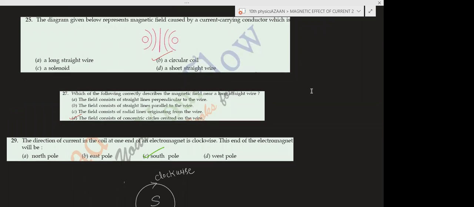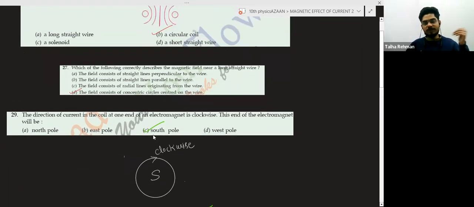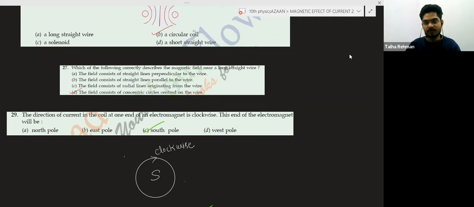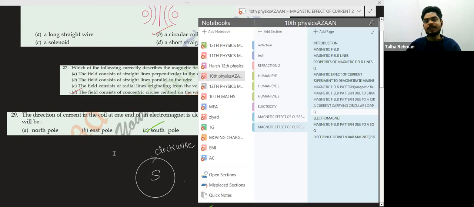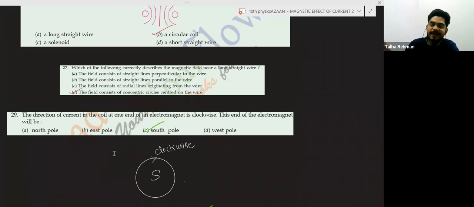Done, sir. Okay. So clockwise current, south pole, anti-clockwise current, north pole. Now the next topic is the electromagnet. Basically, an electromagnet is a magnet due to electricity. An electromagnet is a magnet that gets its magnetism or produces the magnetic field with the help of electricity, or electricity means with the help of the current.